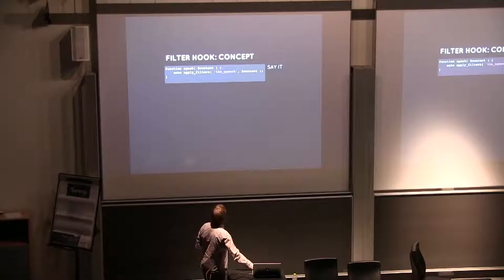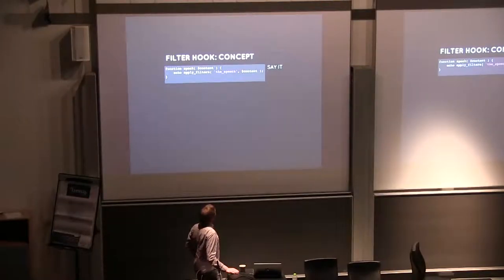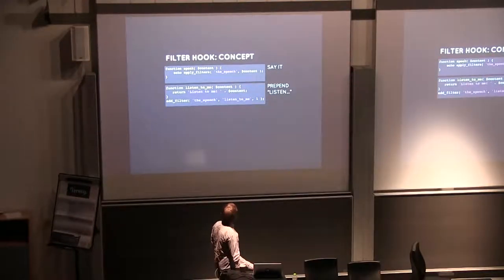How would that look? Well, this is where I'm dealing with the content. I'm going to say something, but before I actually say it, I want to have the opportunity to modify what I'm going to say. That's where the apply filters comes in. First of all, you've got the name of the hook, which is called the speech, and the content, which is what I'm about to say. So what do I want to do with what I'm saying? I want to add listen to me at the start with an exclamation mark. So that's a little function for that.